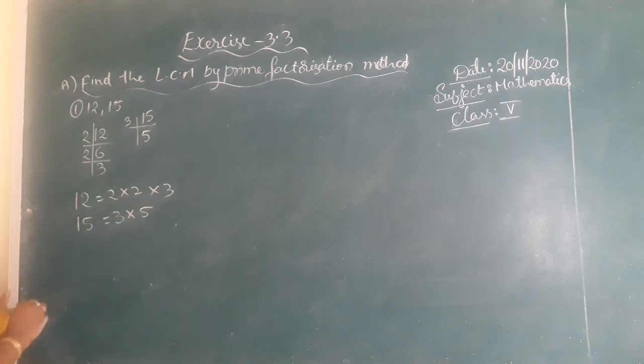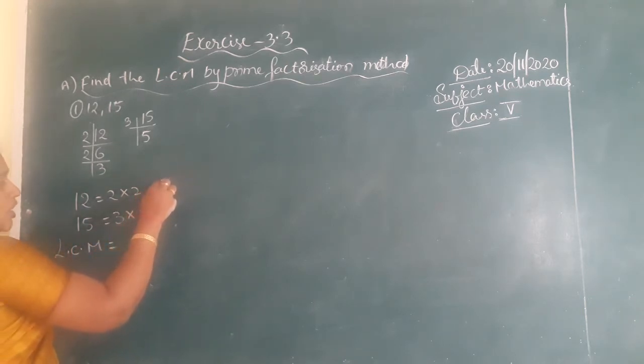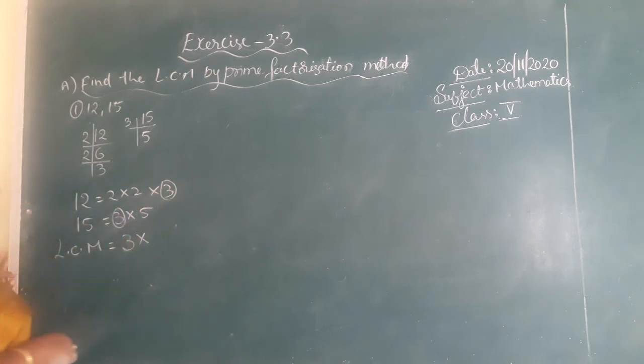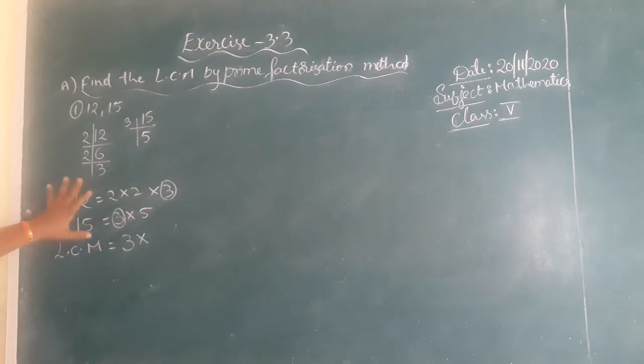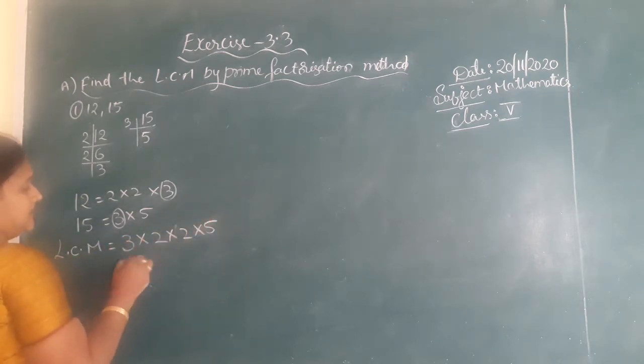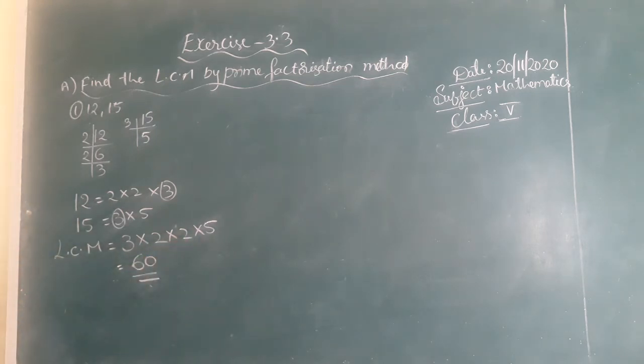Here they are asking us to find the LCM by prime factorization method. While finding the LCM of the numbers, first you have to circle the common one and write that common one one time. And then write all the remaining numbers in the prime factors of 12 and 15. So 2 into 2 into 5. So 3 2s are 6, 6 10s are 60. 60 is the LCM. See the next one, 21, 28.